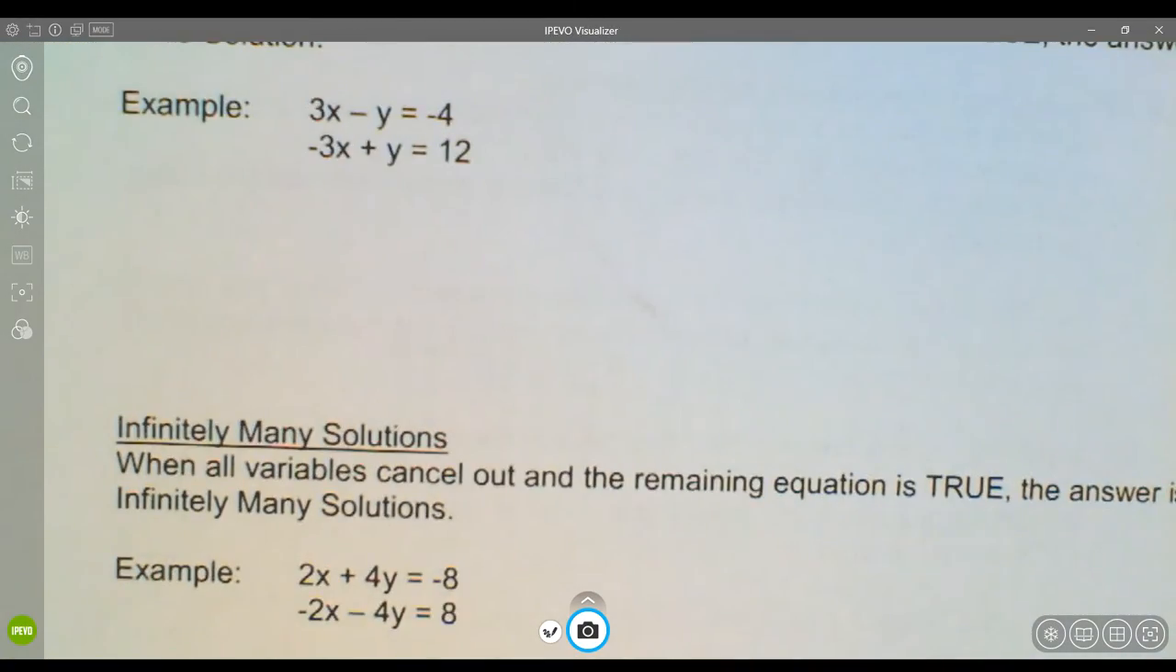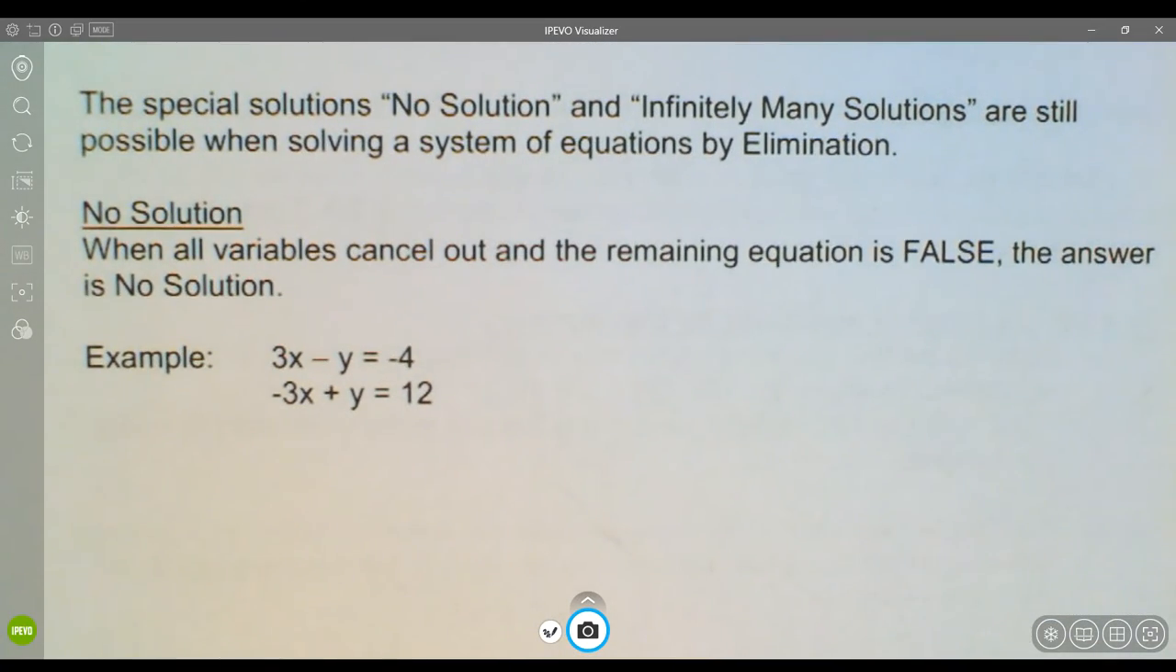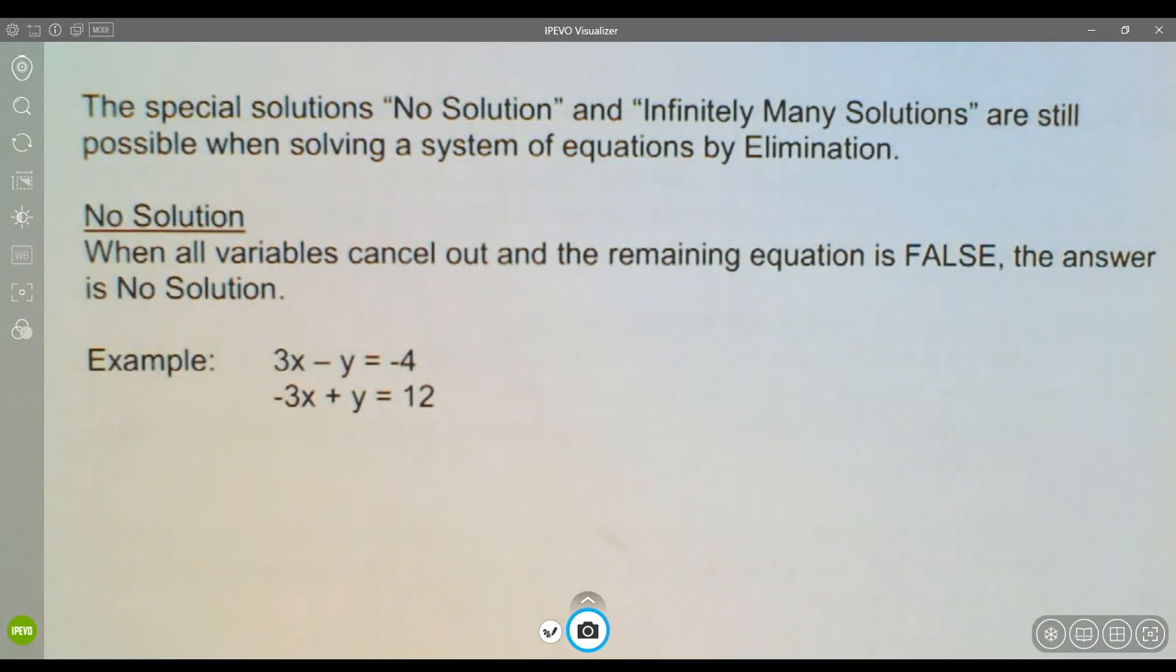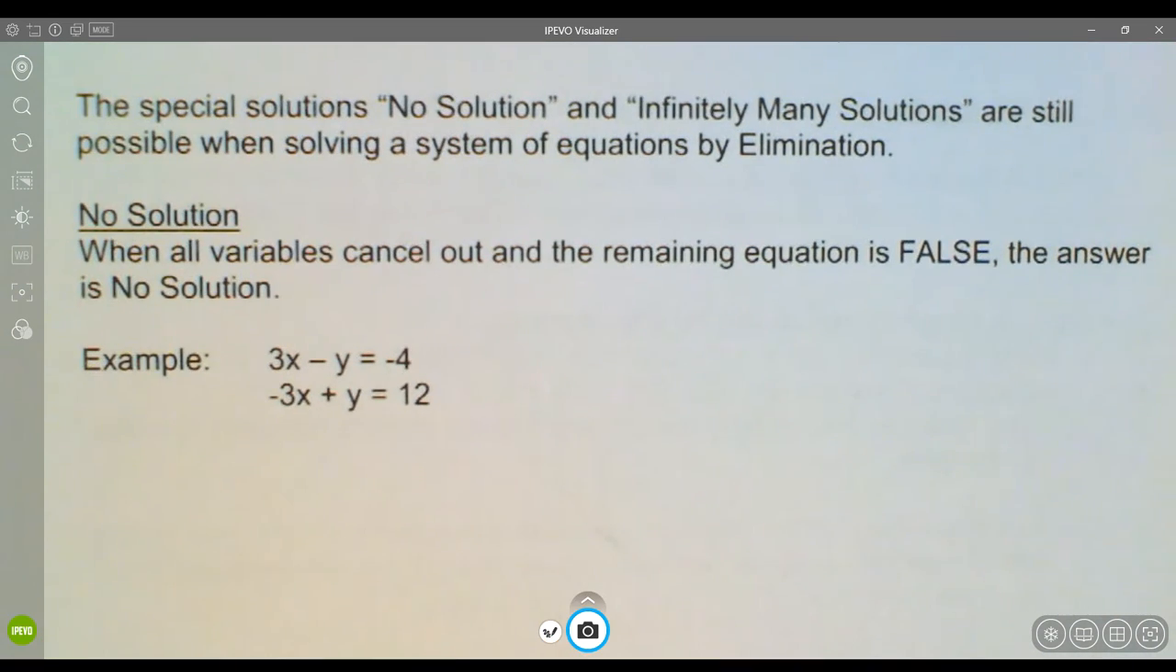But sometimes you're going to have problems where everything zeroes out. So we've talked about no solution and infinitely many solutions. We talked about them in terms of a graph, and you also saw them in substitution. But since this method was pretty straightforward, I thought I should use this time to elaborate a little bit on special solutions. No solution occurs when all the variables zero out and the remaining equation is false.